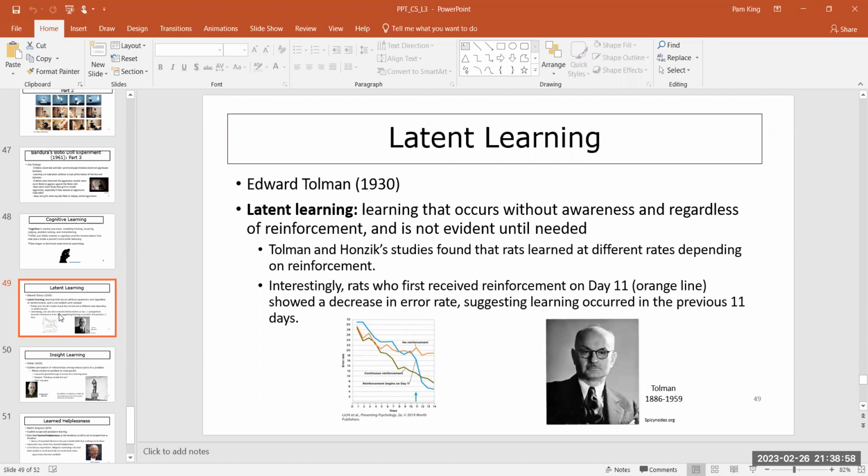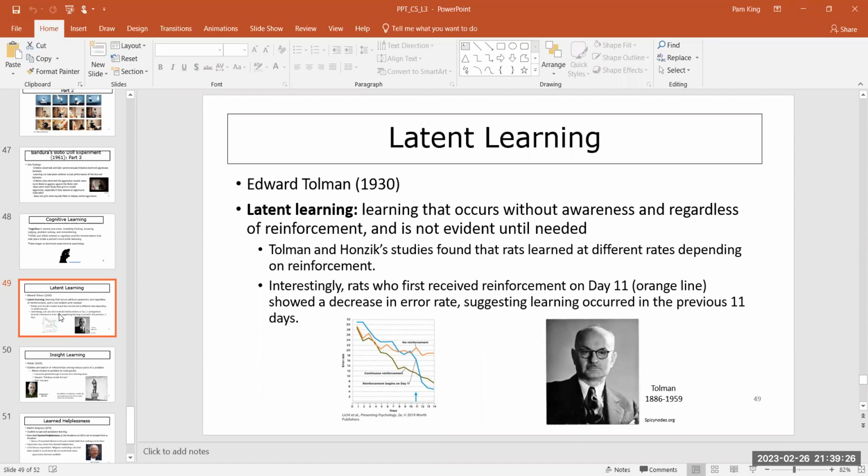Tolman demonstrated latent learning in rats in his classic maze experiment. He used 3 groups of rats and let them explore a maze. One group received a reward of food for reaching goals in the maze. One group received no reinforcers, and another was given no reward until the 11th day of the experiment.